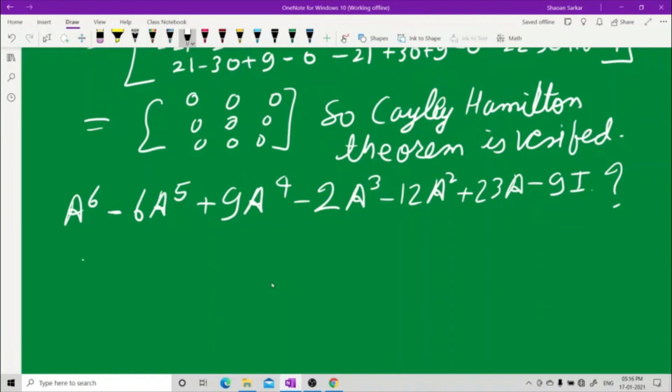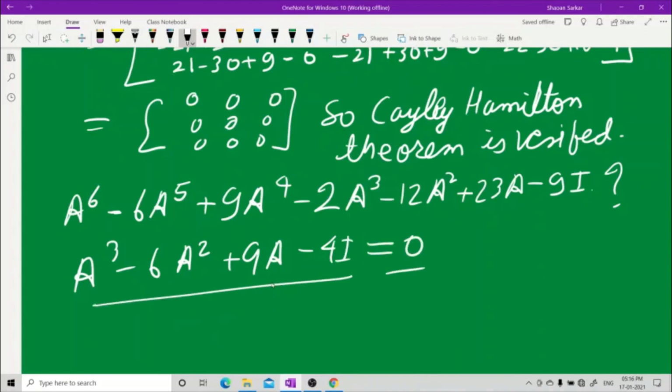You have your characteristic equation. You have your characteristic equation as a cube minus 6a square plus 9a minus 4i. This equation you have, and this is equal to 0. You just now saw it.